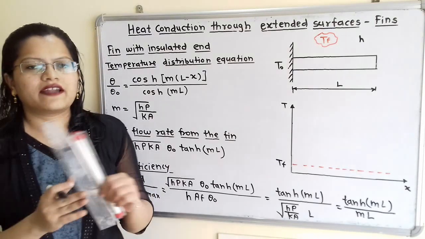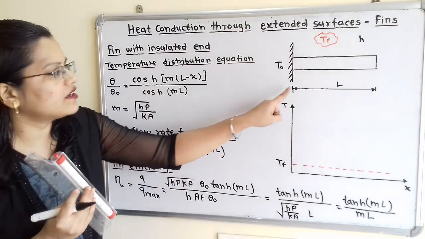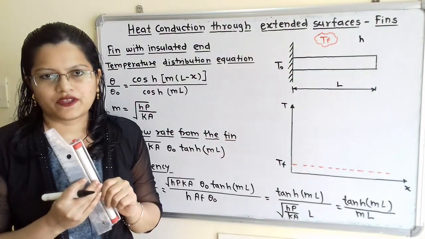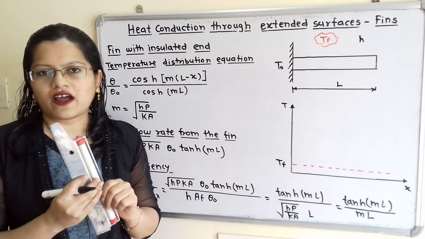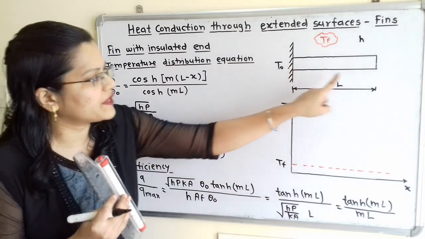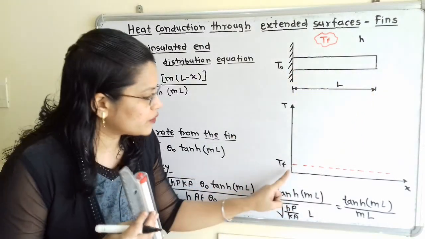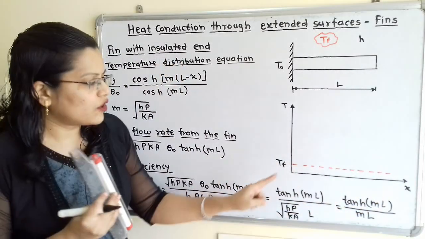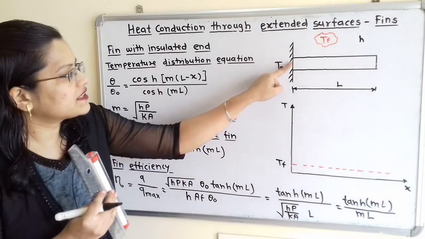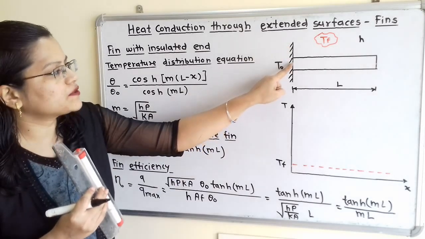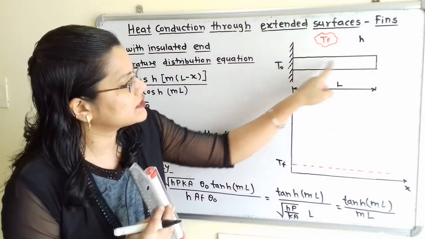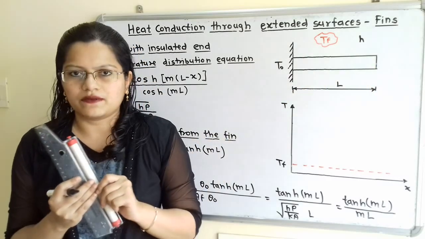Now we will understand how this heat is transferred along its length L through the process of conduction. For that we will draw one graph. On the horizontal line we will show the distance from the base of this fin towards the length L. So here is the distance x, and on the vertical line we will show the temperature. Now at the base there is the maximum temperature because from the base heat is transferred through the conduction process towards the tip of the fin.